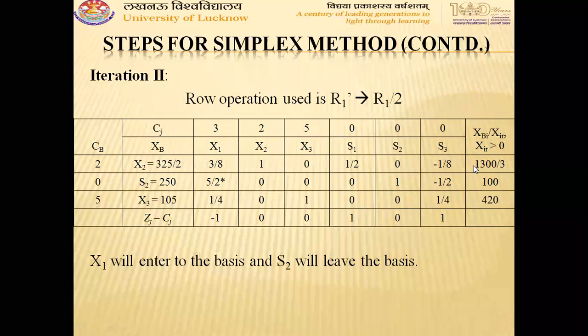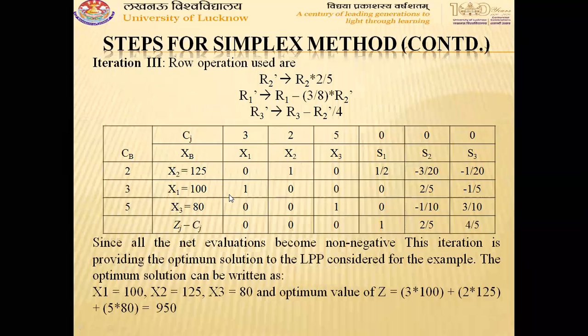Now again the ratio is calculated and the minimum ratio is obtained for S2, that is 100. For x1 it is around 400 and for x3 it is 420. So S2 will leave the basis. In place of x2 in the next iteration we put x1, and its cost 0 is replaced by the cost of x1, that is 3. Then we apply the operations mentioned here, and iteration 3 is obtained.